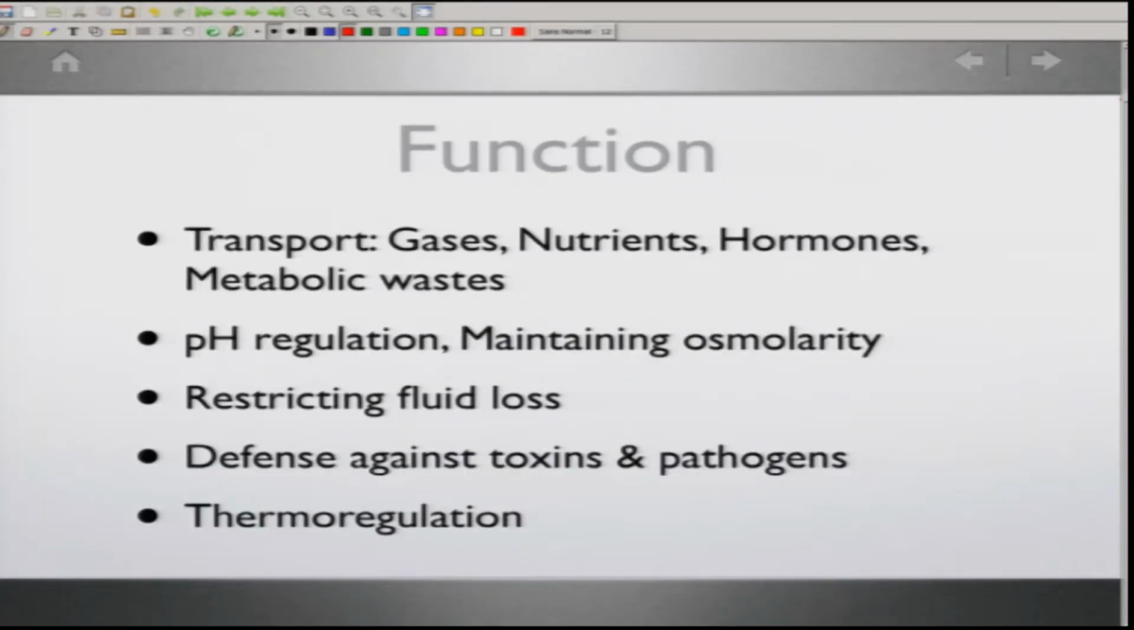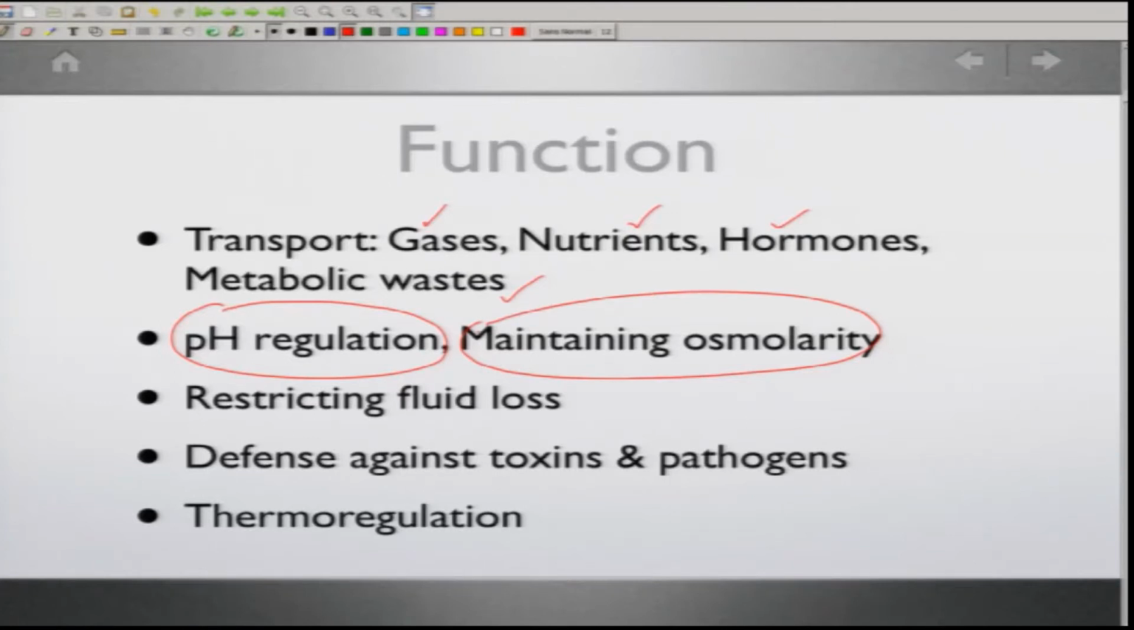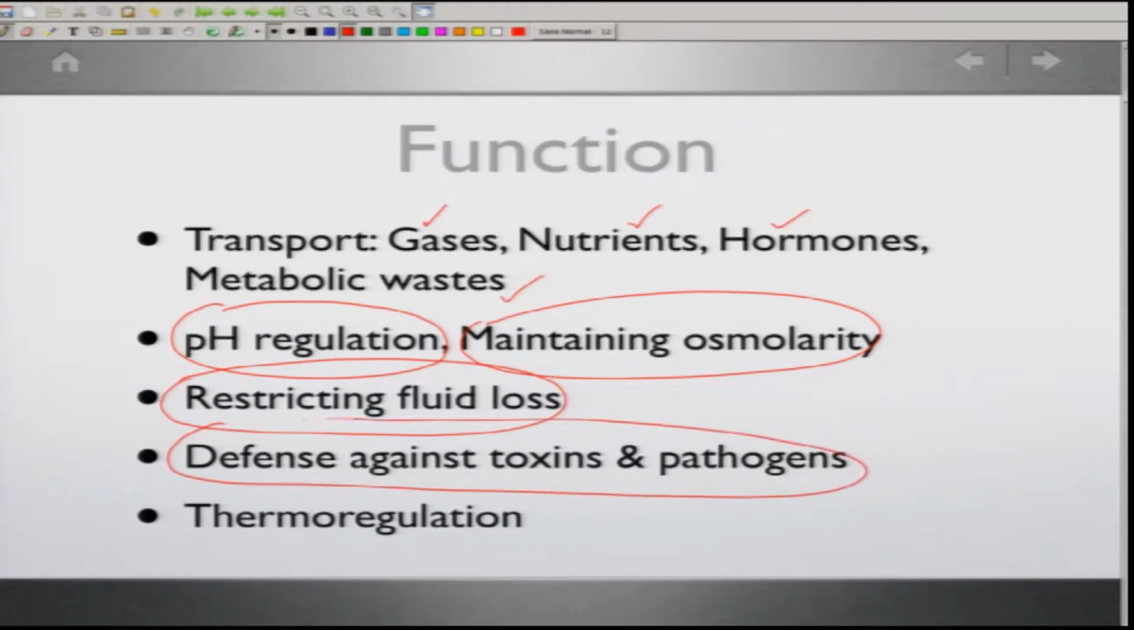Coming to the functions, it transports gases, nutrients, hormones and carries the metabolic waste to be discarded from the body. It helps in pH regulation, maintaining osmolarity, and this osmolarity value varies around 320 milliosmoles. It also restricts fluid loss, provides defense against toxins and pathogens, and helps in thermoregulation.